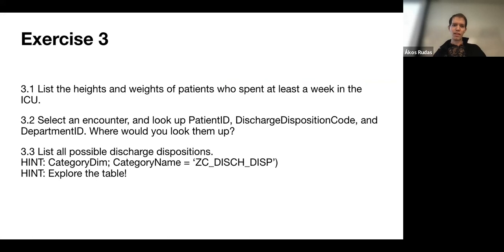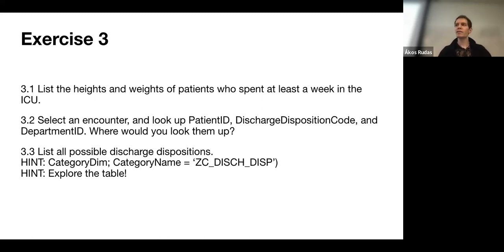So let's go to exercise 3, when you will actually need to specify the column and the where clause as well. So you will be limiting your output also in the number of rows, but also in the number of columns. So the 3 examples here, and these are going to be, so at this point, we are not going to join tables, but you will need to find data in different tables. So not just the encounter one. So the first one says, list the heights and weights of patients who spent at least a week in the ICU.